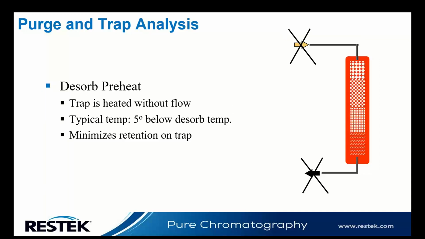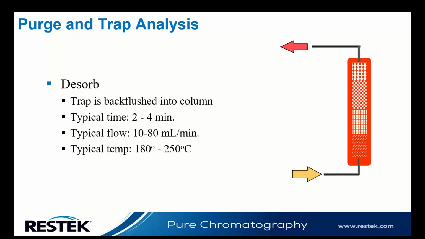So a desorb preheat, there is no flow, and our goal is to get those compounds off of that adsorbent material so that they're readily desorbed. And what you'll find is less peak distortion, so you get a sharper peak with the desorb, and that's generally about 5 degrees below the desorb temp.